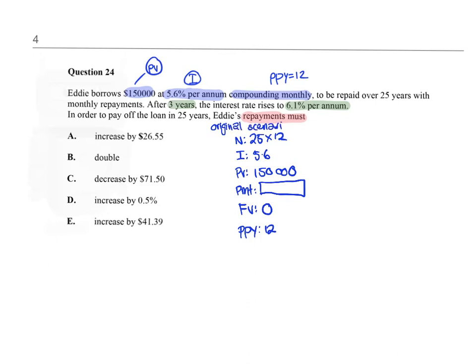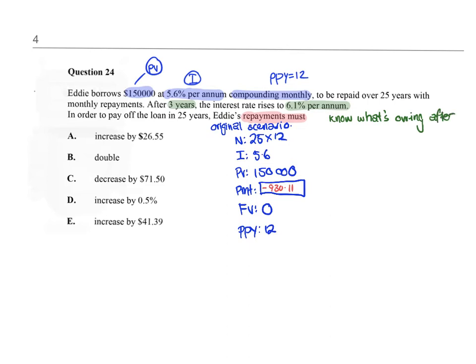All right, so I do that and I get the original payment of 930.11. So now I know what the original payment is, but after 3 years, things start to change, and it increases. Remember when I said, when you have a change in scenario, we're going to pretend that we're starting again. So to start again, we need to know what's owing after 3 years.